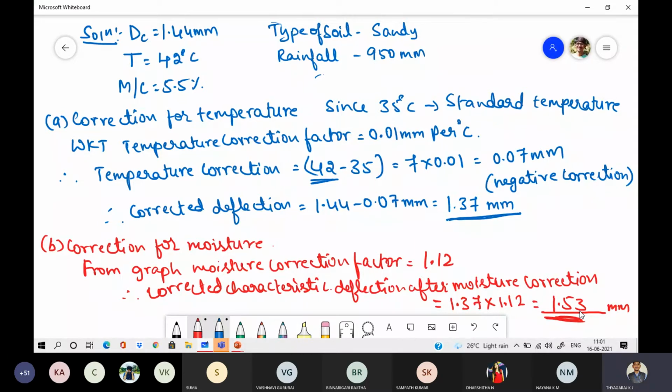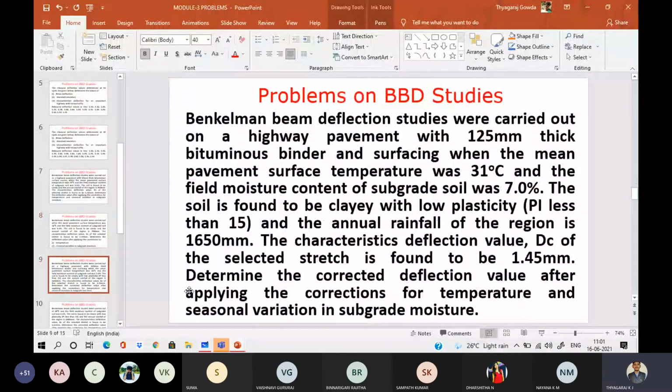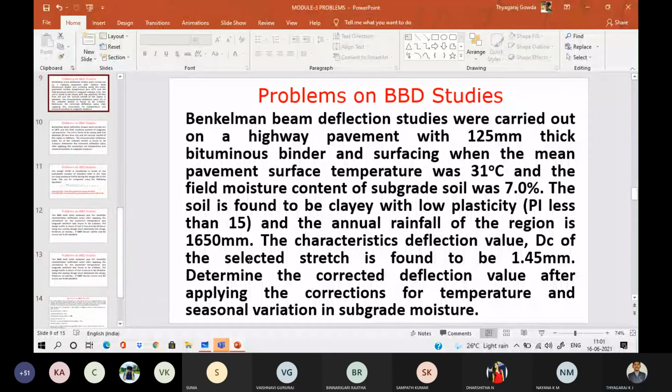Completed? Is it completed? Yes, sir. Okay. The questions are a little bit lengthy, but the solutions are very simple. So kindly note down the next problem. The questions look lengthy, but the solutions are very simple. So kindly note down.